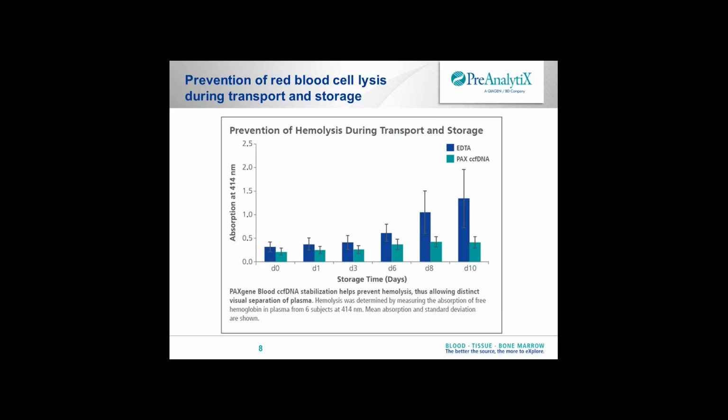So what we have done, we isolated the plasma from our tubes and also from EDTA tubes drawn side by side after different time points of room temperature storage. And what you clearly see here is the absorption at about 414 nanometers. This is the maximum absorption of hemoglobin. And you see that with the EDTA blood plasma, shown here in blue, you get an increase of hemoglobin over time, indicating hemolysis, while the plasma from the PAXgene tube stays more or less the same with respect to hemolysis, and so we prevent hemolysis.